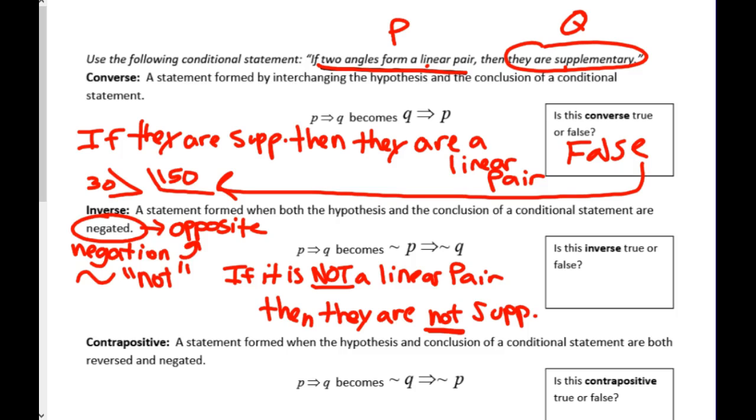I know it's kind of confusing, but this up here, the 30 and 150, is an example of not being a linear pair, but it is supplementary. I know. When you have extra knots and you're trying to think of if it's not true, it's a lot of knots, right? Ties you up in knots.